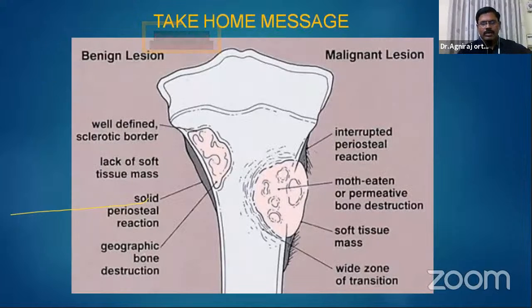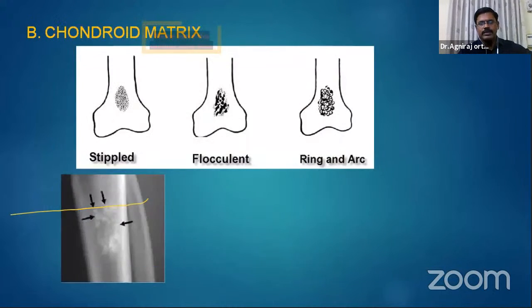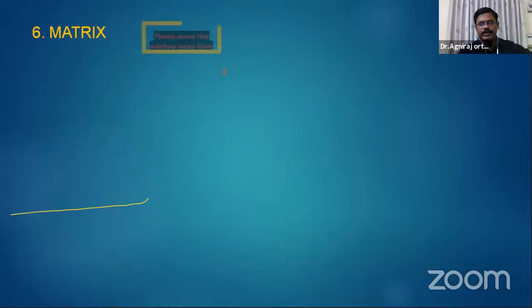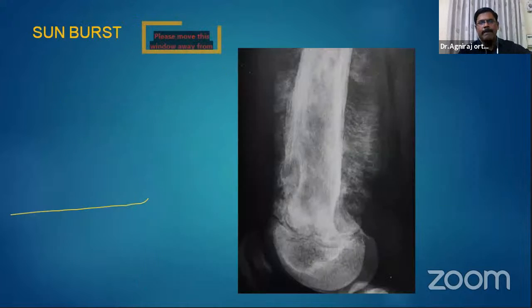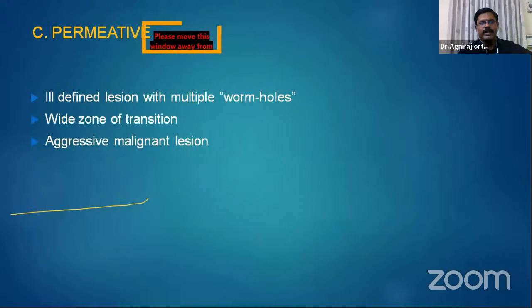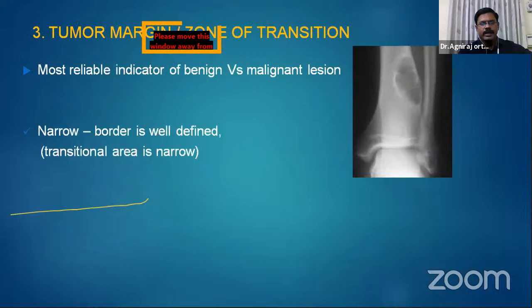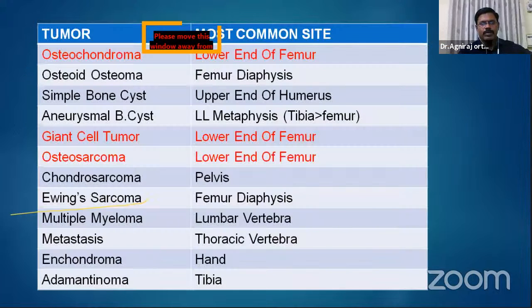So I'll quickly say what are the things you should say. We'll quickly revise in 5 minutes. For latecomers also it will be useful. So only 7 factors you are going to see when you are going to see a bone tumor X-ray.